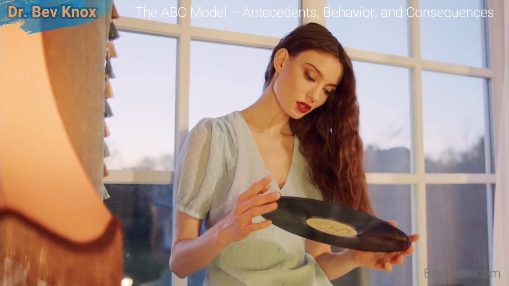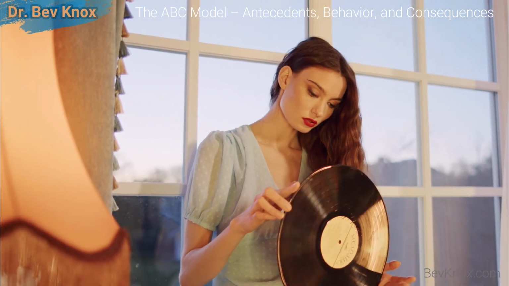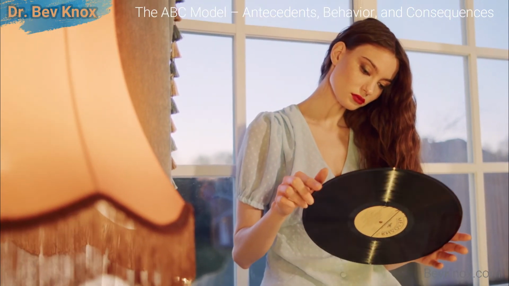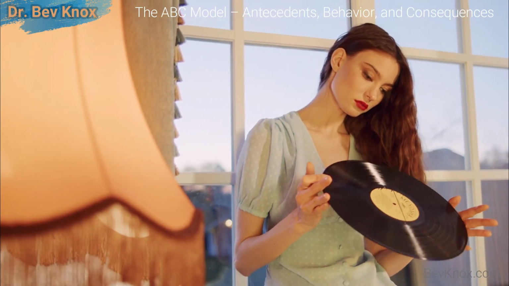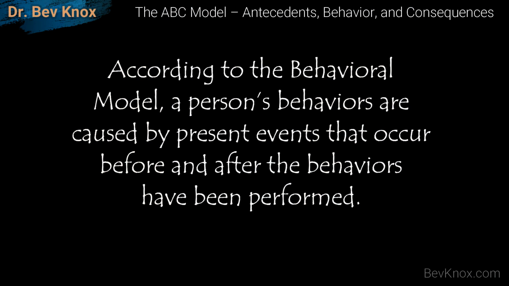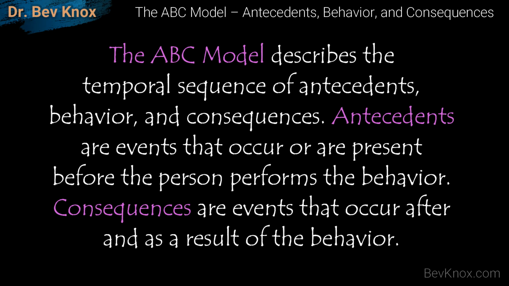So I ask you again, how often have you asked yourself, why did I do that? Or why did he do that? Or why do people behave the way they do? According to the behavioral model, a person's behaviors are caused by present events that occur before and after the behaviors have been performed. And in the ABC model, the A is for antecedents, which are events that occur or are present before the person performs the behavior, and the B is the behavior. And the C is the consequence. Consequences are events that occur after and as a result of the behavior.